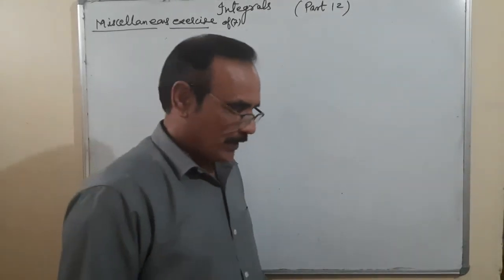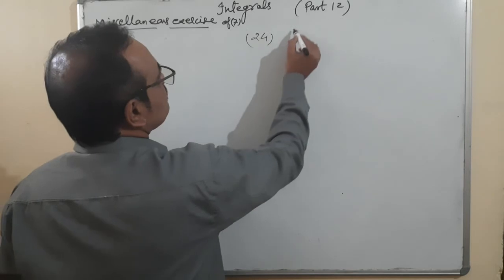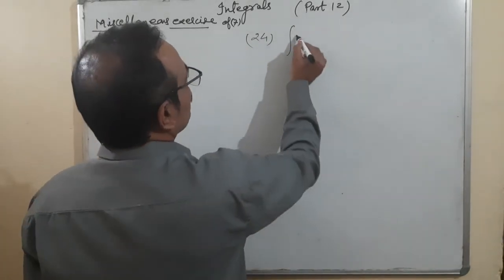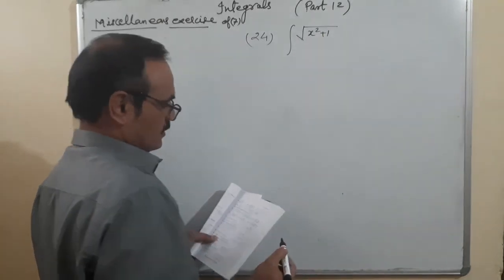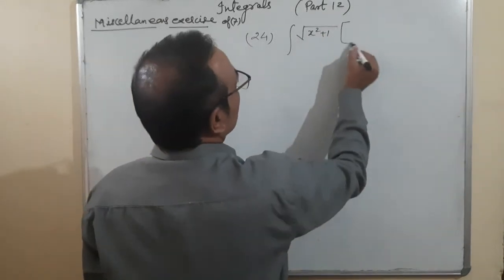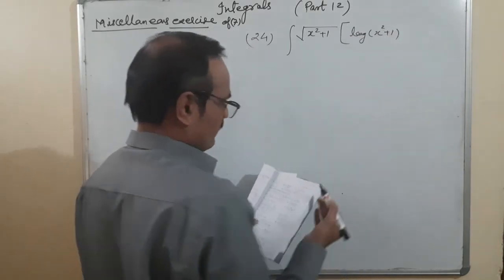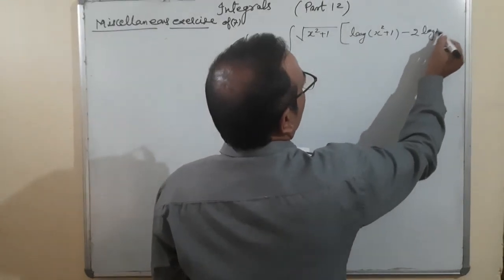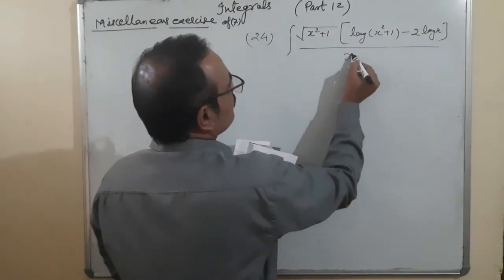Question number 24: integral of square root of (x square plus 1) times (log of (x square plus 1) minus 2 log x) upon x to the power 4 dx.